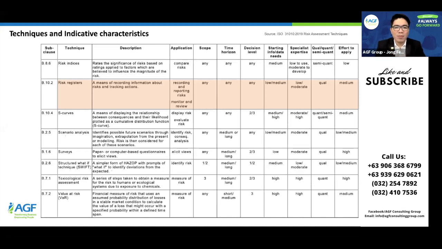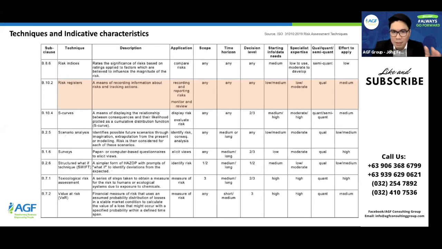It's a simpler form of HAZOP, which prompts what if to identify deviations from the expected. I think I recall I shared this favorite book of mine, which I read, written by Andrew Grove, the former CEO of Intel. This book is aptly titled "Only the Paranoid Survives." So you might want to take a look at that book. It's a good risk management reference.